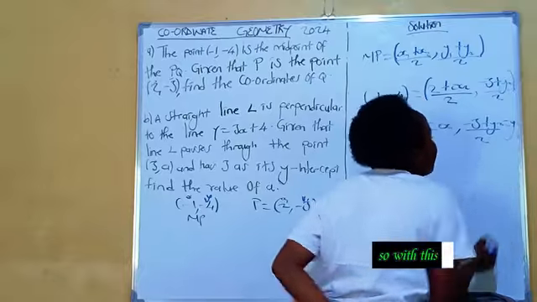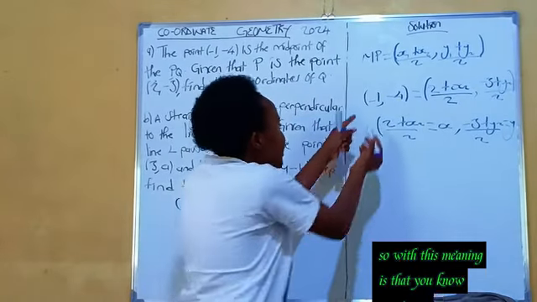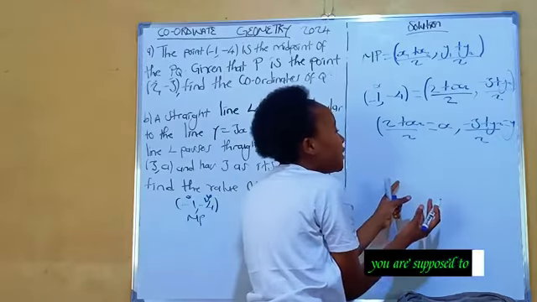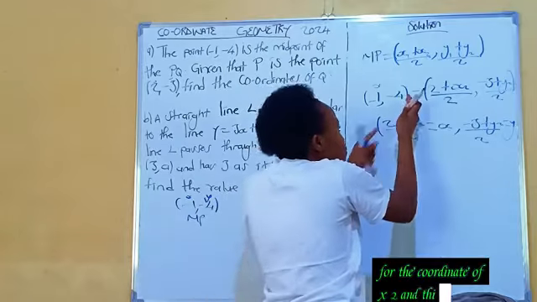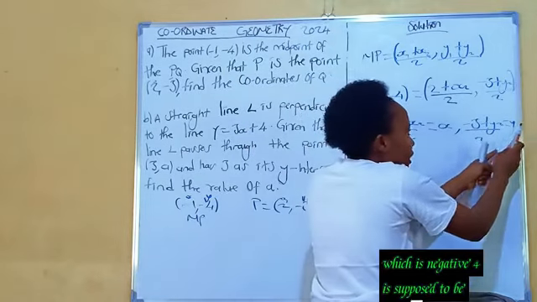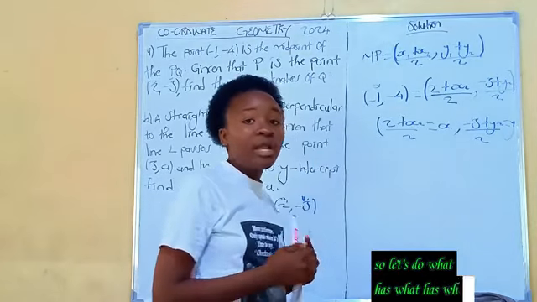So with this, it is there to enable you to say this coordinate, which is x, you are supposed to fit in here, where you are looking for the coordinate of x2. And this one, which is -4, is supposed to be fitting here. So let's do what has been required.